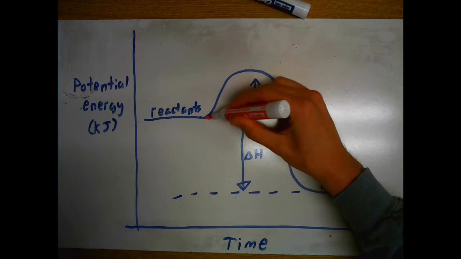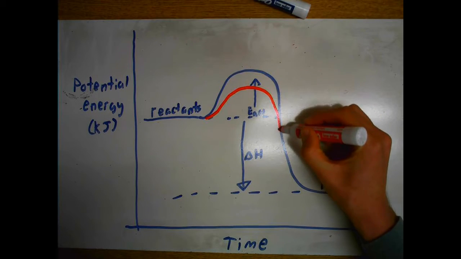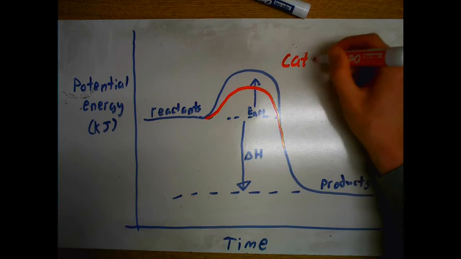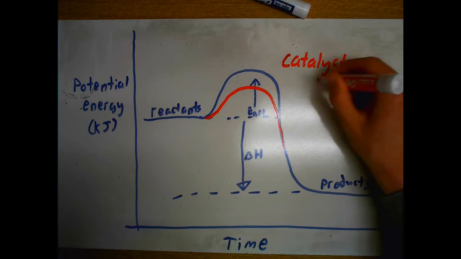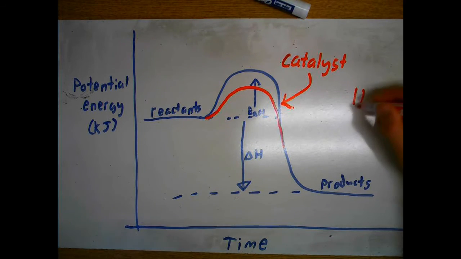Some reactions use catalysts which speed up reactions. The red line represents the change in the pathway when a catalyst is used. Catalysts speed up reactions by lowering the activation energy.